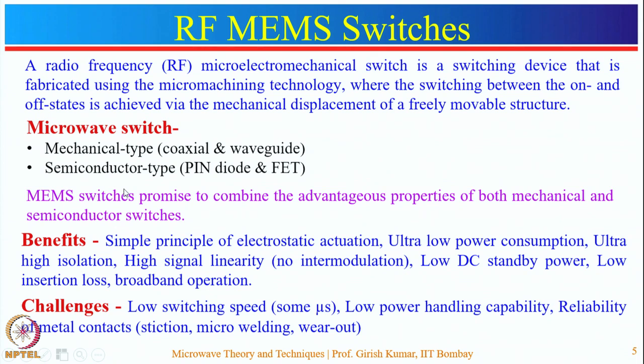The next type of switch is the semiconductor type switch, which are made using the PIN diode or the FET. So, the size of the semiconductor type switch is relatively very less, but this suffers from the high insertion loss and low isolation at higher frequencies. So, RF MEMS switches combine the advantage of both mechanical and the semiconductor type of switches. So, they offer the advantage of both these switches.